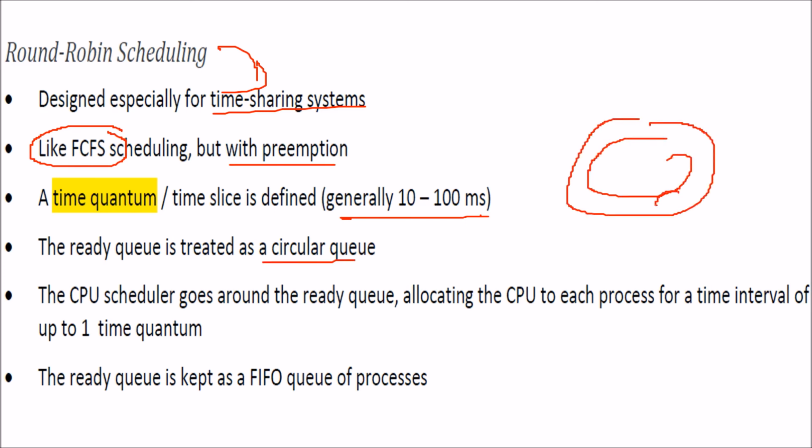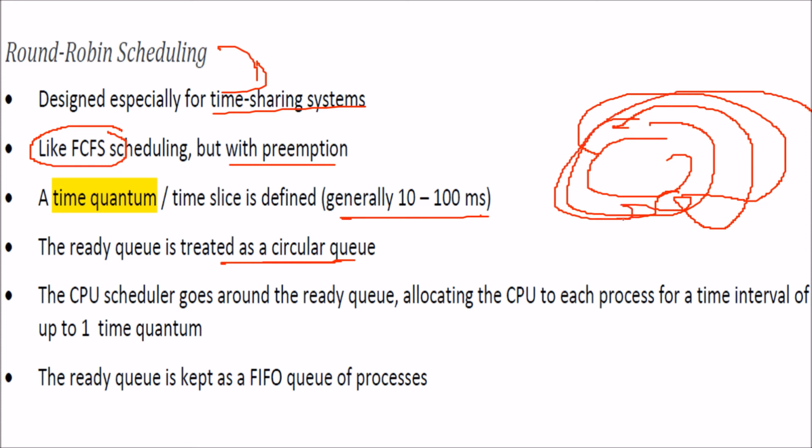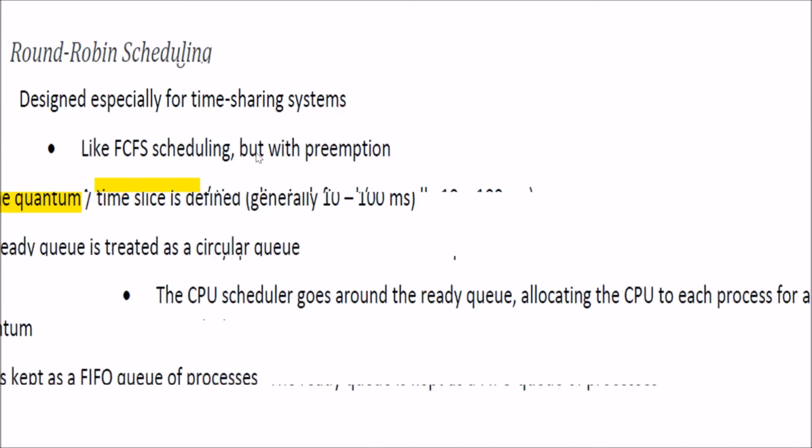First this will be taken for some time, then it will be kept back in the tail, then this will be taken, kept back in the tail, and likewise. So the ready queue is treated as a circular queue, and the CPU scheduler goes around this ready queue, allocating the CPU to each process for some time interval. This is one time quantum. So the ready queue is kept as a FIFO queue of processes.